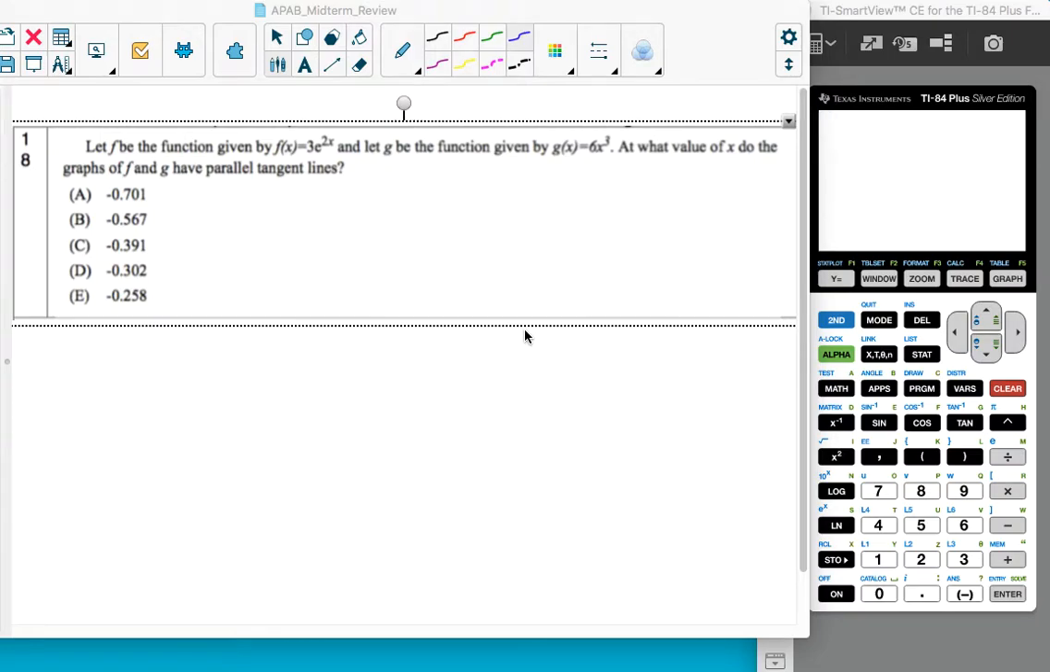All right, this is AP AB Calculus. We are doing the midterm review packet, and this is the last of the multiple choice. It is calculator active, as indicated by the answers, obviously.